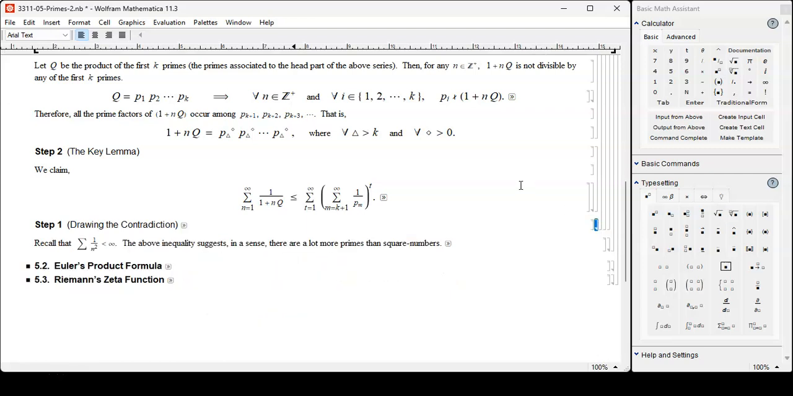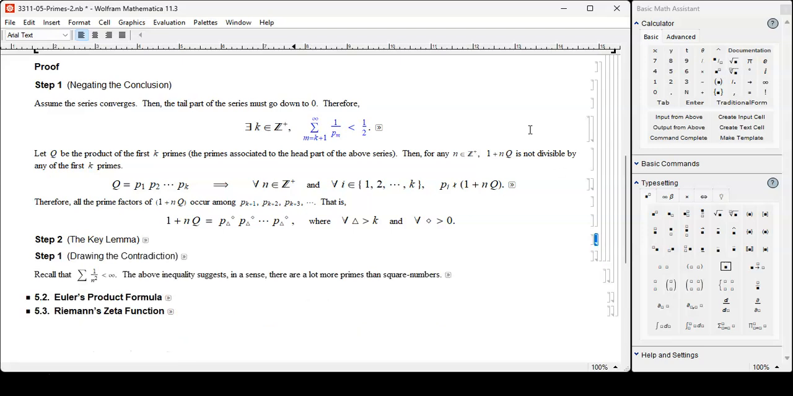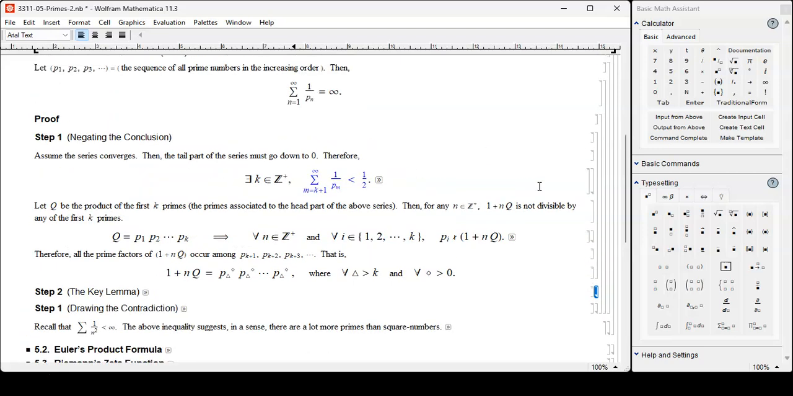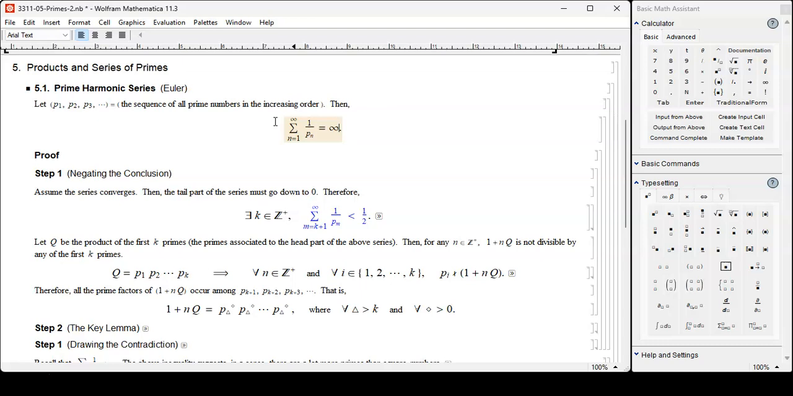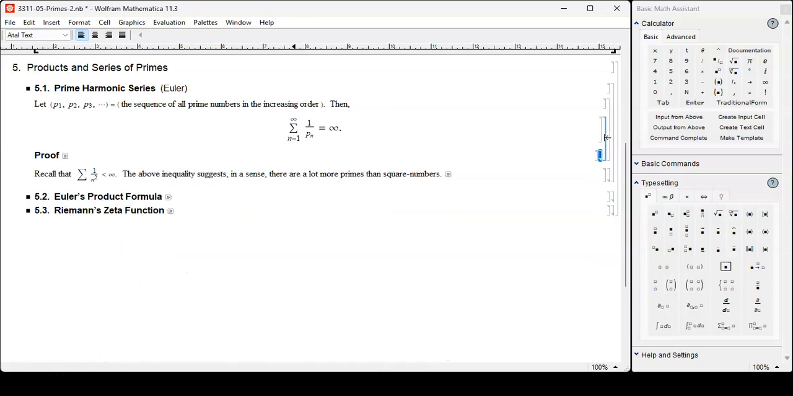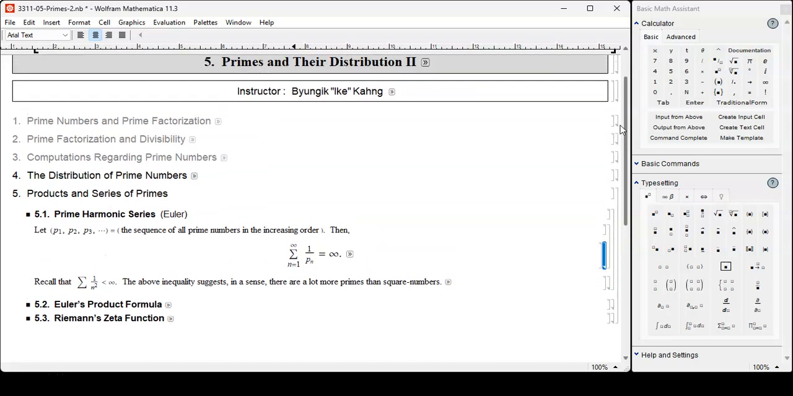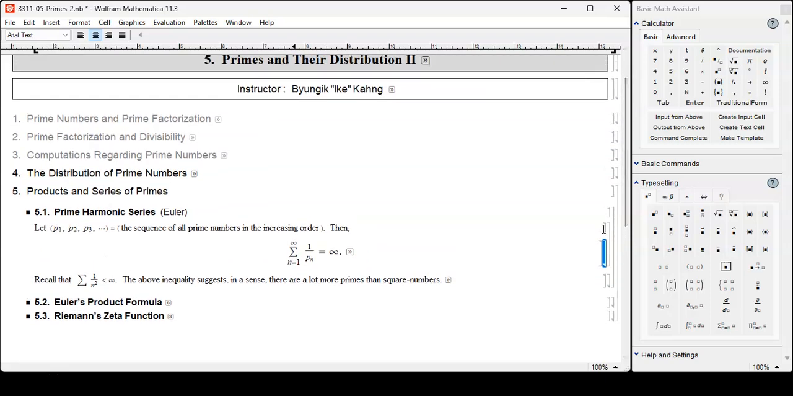So the original assumption must be wrong. What is our original assumption? Well, we negated this conclusion, assumed it was finite, and then we got that. That assumption must be wrong. The sum is not finite, it is infinite. That's Euler's proof on the prime harmonic series.